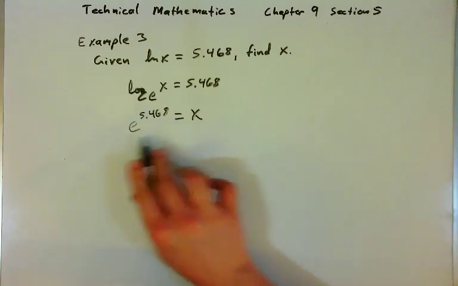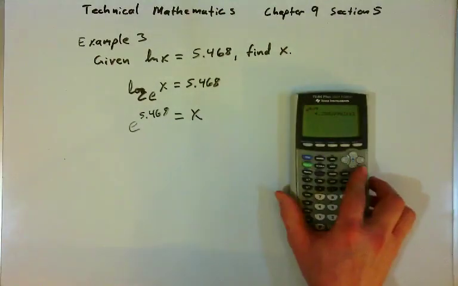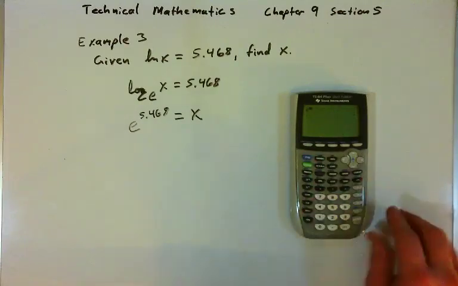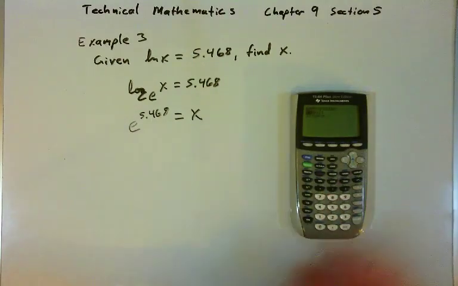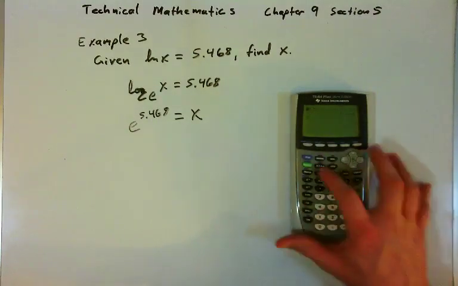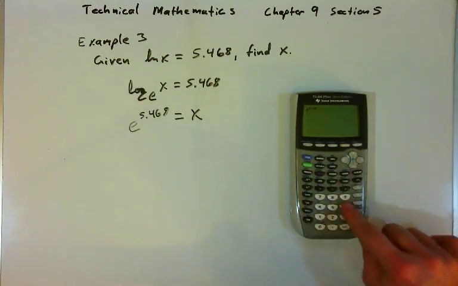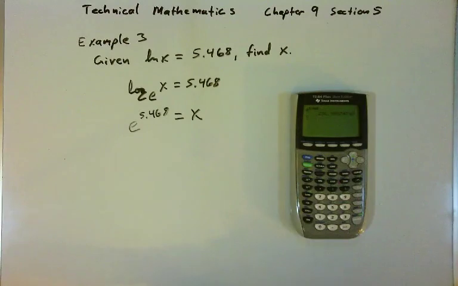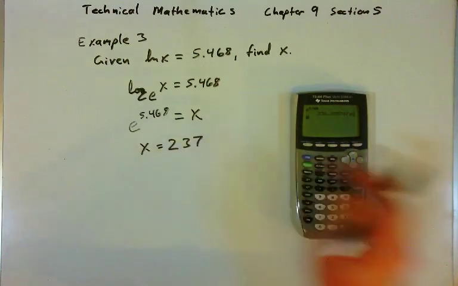And so we've solved the equation for x. If we take e to the 5.468 power, we will find x. And so that's what I'll do. I'll take e to the x, e to the 5.468 power, and oops, try that again, e to the 5.468 power, and we get 237 roughly.